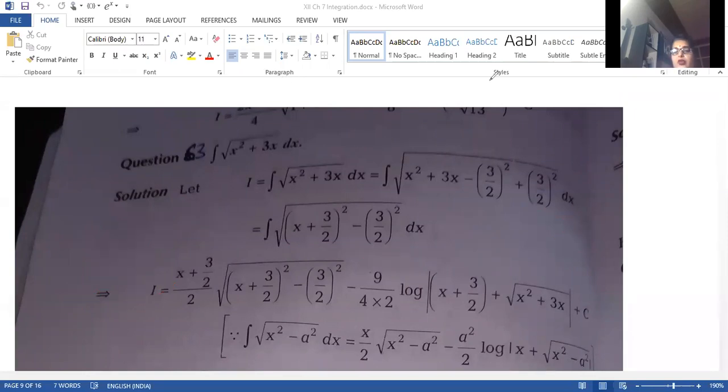This will be your x upon 2, x plus 3 by 2 by 2, and then under root of x square minus a square, minus a square by 2. What is a square? 3 by 2 is a, then a square will be 9 by 4. A square by 2, so 9 into 4 by 2, log of x plus under root x square minus a square.